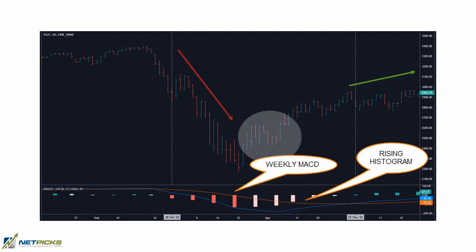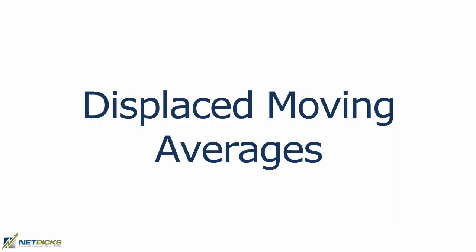So in our chart example, you can see the histogram is rising along with the higher low being put in, which points to further trending upside. And that's just one of the many MACD techniques that you can use when you're trading. Displaced moving averages. This one is using moving averages, but with a little twist.